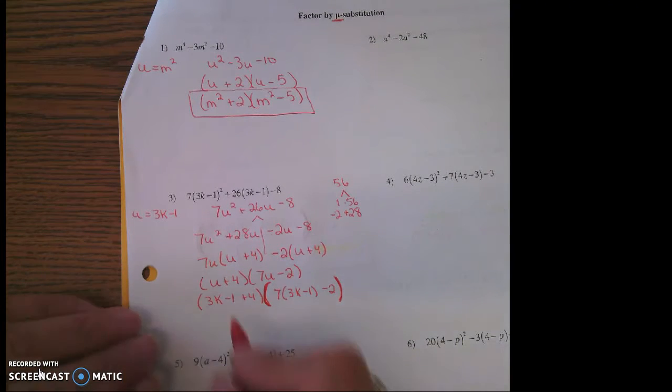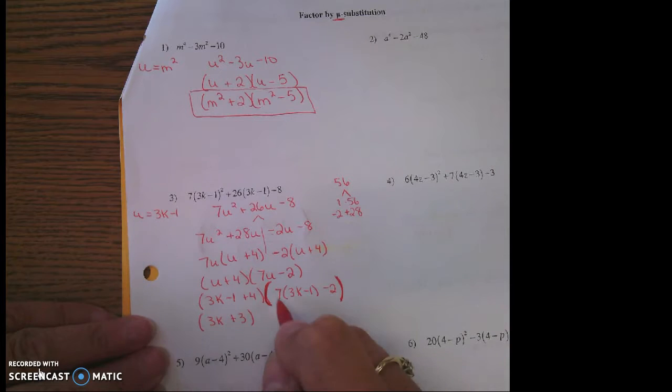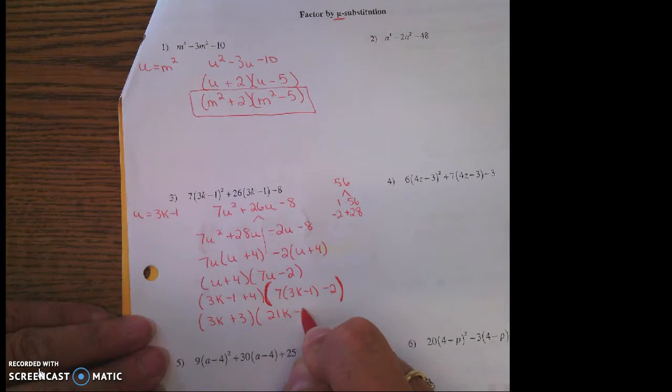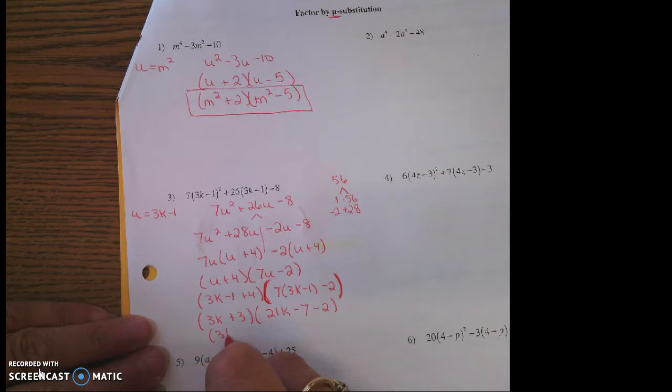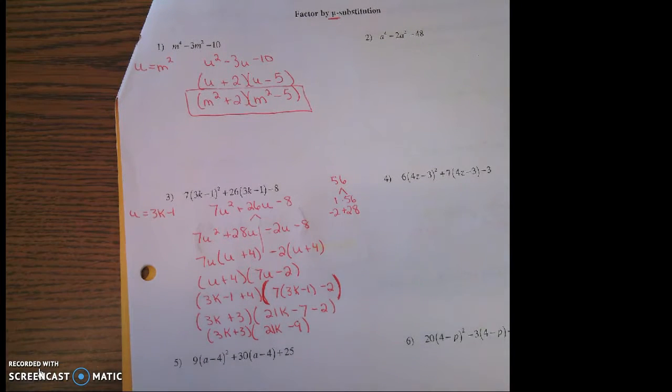So I just have to clean this up. All right, so I can combine some like terms. So I have a 3k and then a plus 3. Then over here I'm going to distribute. So I have 21k minus 7, and then I still have the minus 2. So I can combine some more like terms. So I have the 3k plus 3, 21k minus 9. So I feel like I'm done, but again, double check.